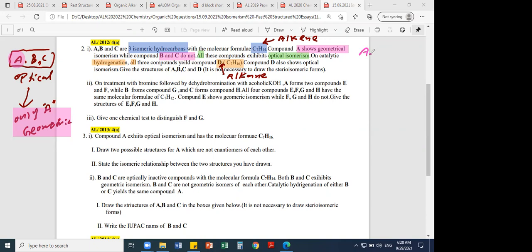When all three after hydrogenation give the same product D, that means after adding hydrogen, all three give the same product C7H16. That is D. D is C7H16 and that D is optical again.